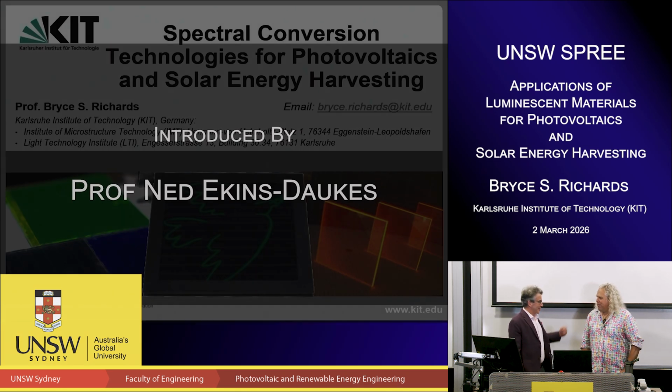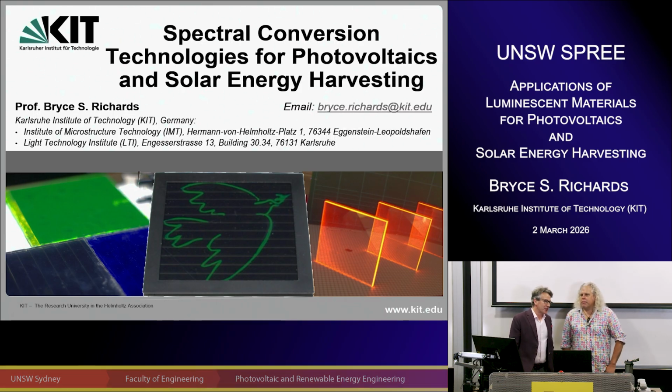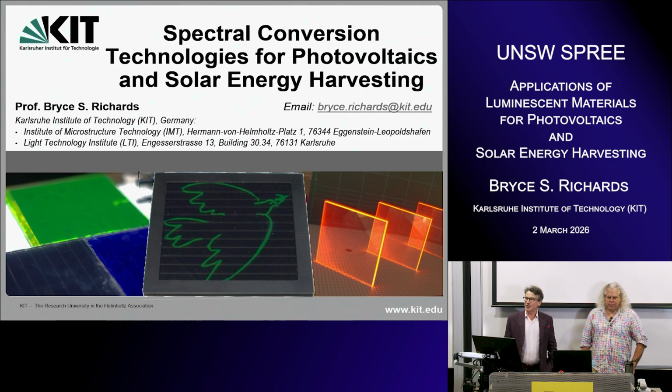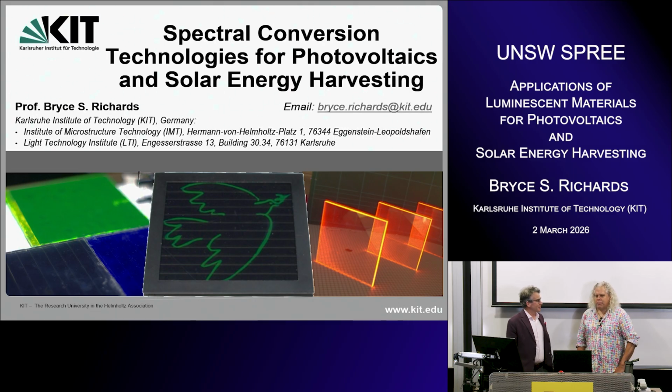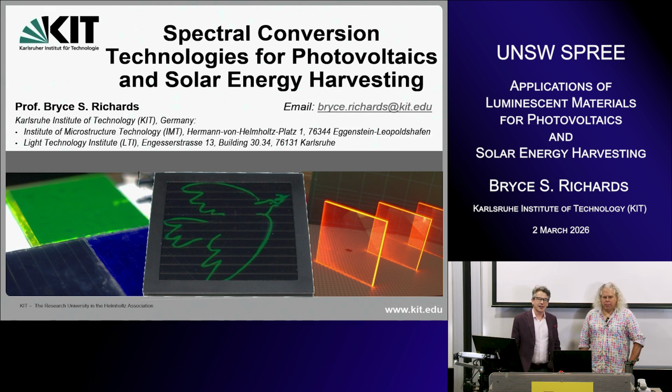It's a real pleasure to welcome Bryce Richards to give our seminar today. So Bryce is a professor at Karlsruhe Institute of Technology, KIT, in Germany, and Bryce has worked on luminescent approaches to improve PV efficiency and to give additional function to PV devices for about as long as I've known Bryce. So Bryce did his PhD here at UNSW. He then postdoced here when Martin Green had the Center for Third Generation Photovoltaics, and that was when he started working on down conversion. So Bryce has had a very distinguished career.